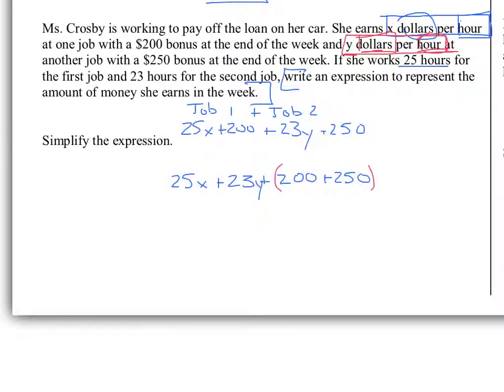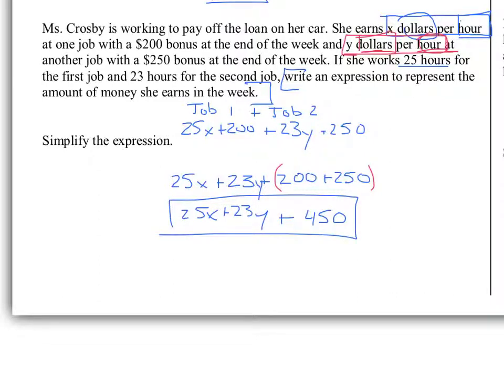Now I can use the associative property and I can combine like terms. Just to make sure that we are crystal clear, Kip yes or Kip no, can I combine 25x and 23y? No, because they are unlike terms. All right. 25x plus 23y plus 450. Got it. All right. On to the next one.